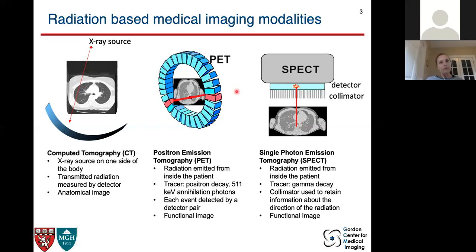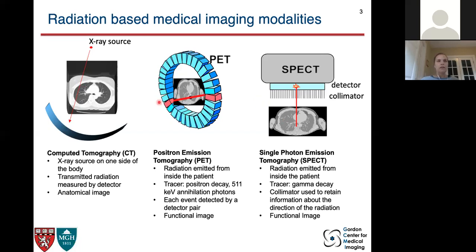And then the third type is computed tomography, CT. Instead of emission tomography, it's transmission tomography, meaning that we have an X-ray source on one side of the body, and then we measure the radiation that's transmitted through the body by using detectors on the other side. Different body tissues will cause more or less attenuation of the X-ray beam that we send through the patient, and the pattern that we will see on the detector can be used to build up an anatomical image. So CT is anatomical imaging and PET and SPECT is functional imaging.